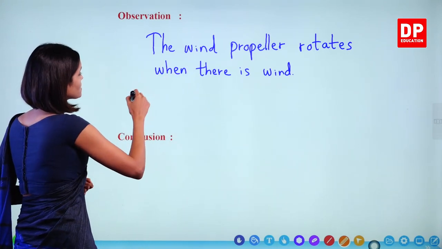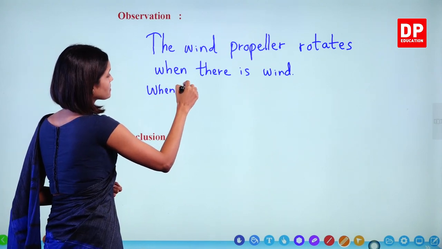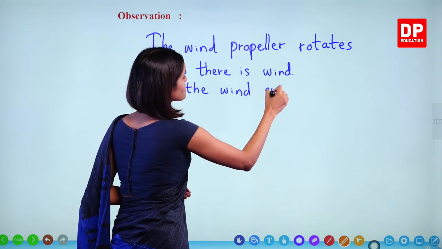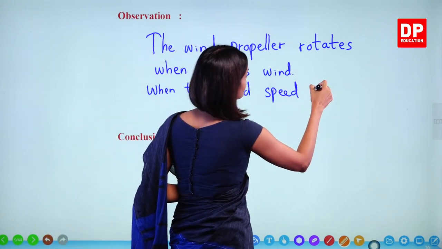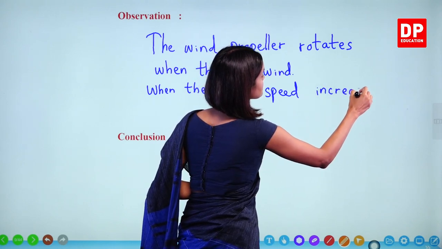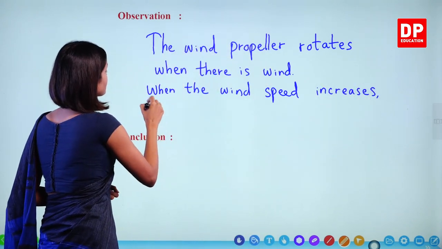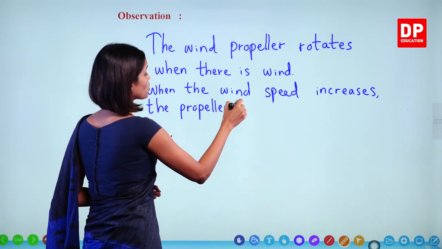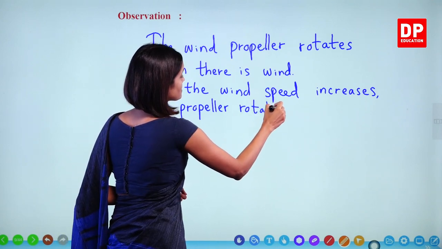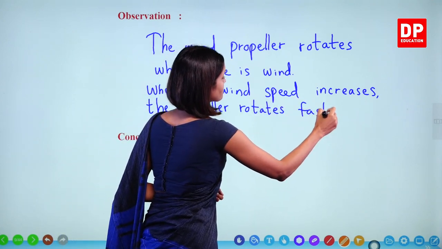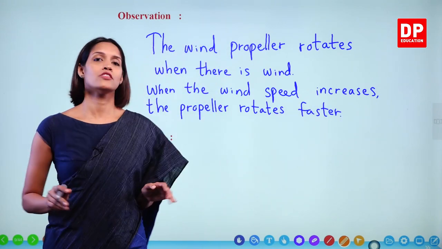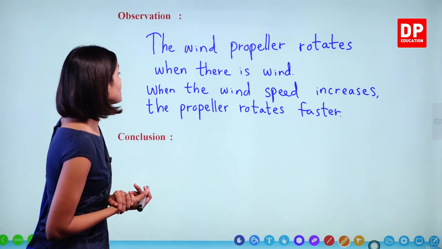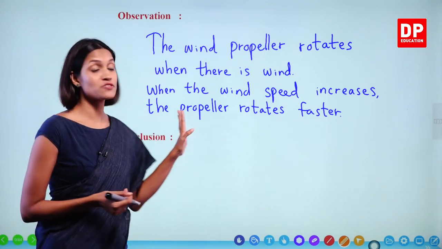We will write the other one as well. When the wind speed, or speed of the wind, increases, the propeller rotates faster. Okay, children, the wind propeller rotates when there is wind. When the wind speed increases, the propeller rotates faster.